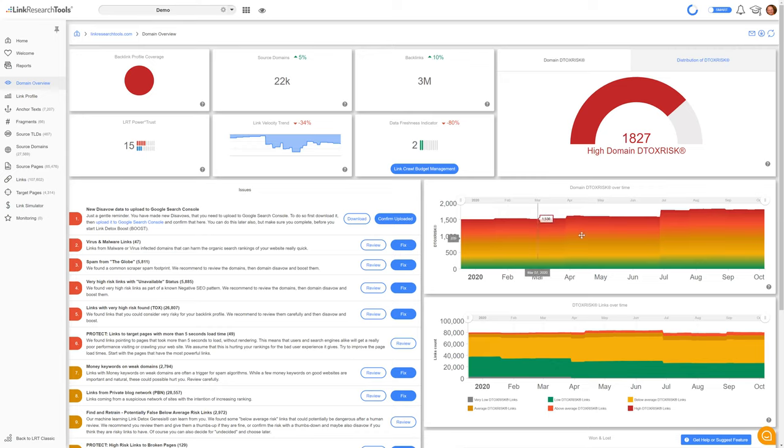And when we see the risk going up here over time, the detox risk, the risk to get a penalty, it went up from 1,500 even to 1,800. And this is very crucial. If you have a risk that high, you are already suffering from Google Penguin algorithm holding you back for keywords and specific folders, or maybe the whole domain.